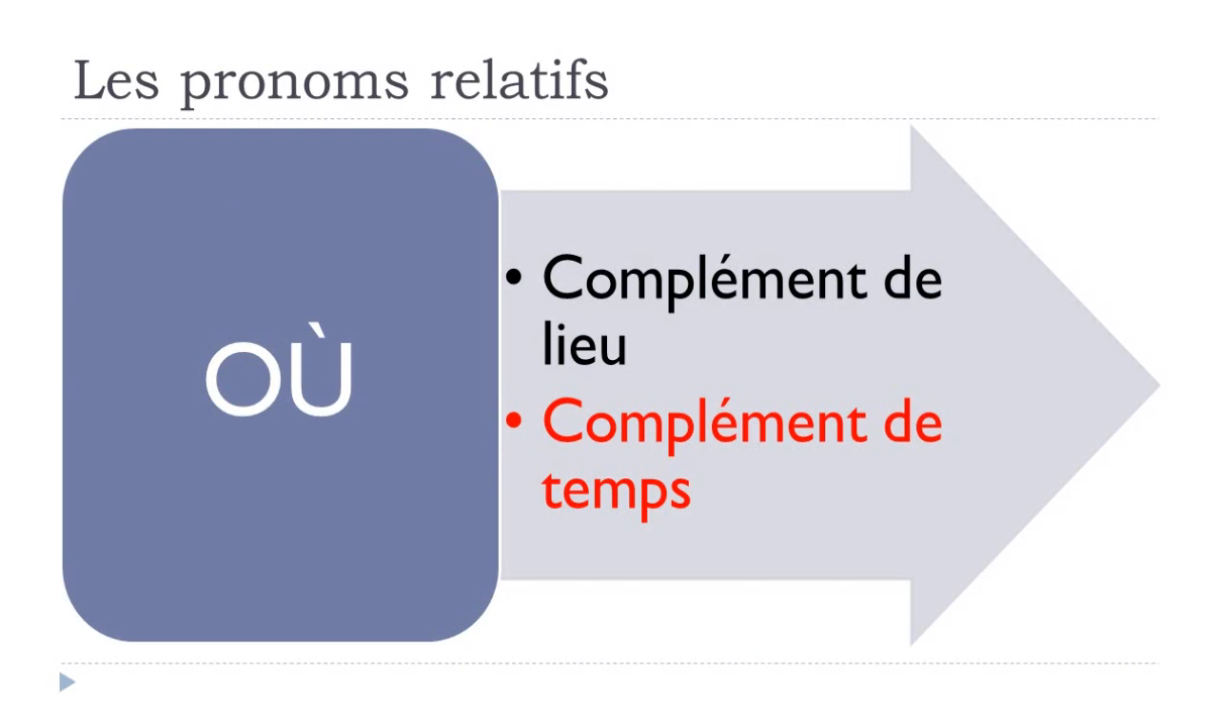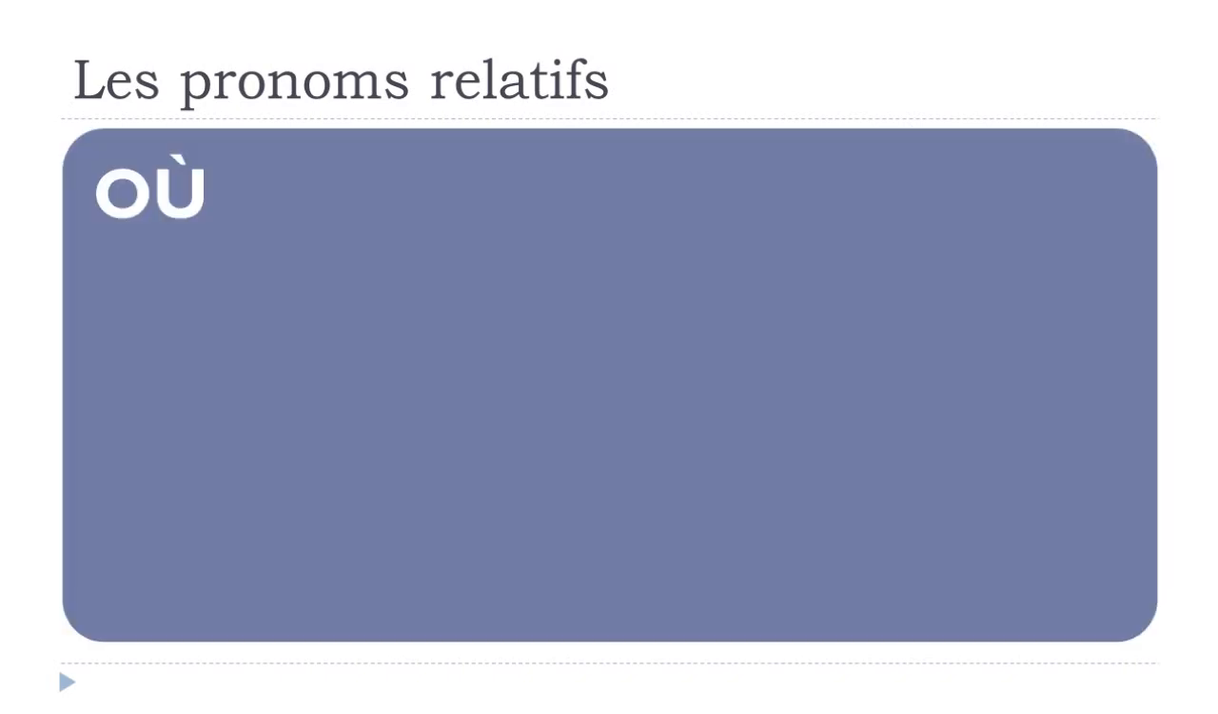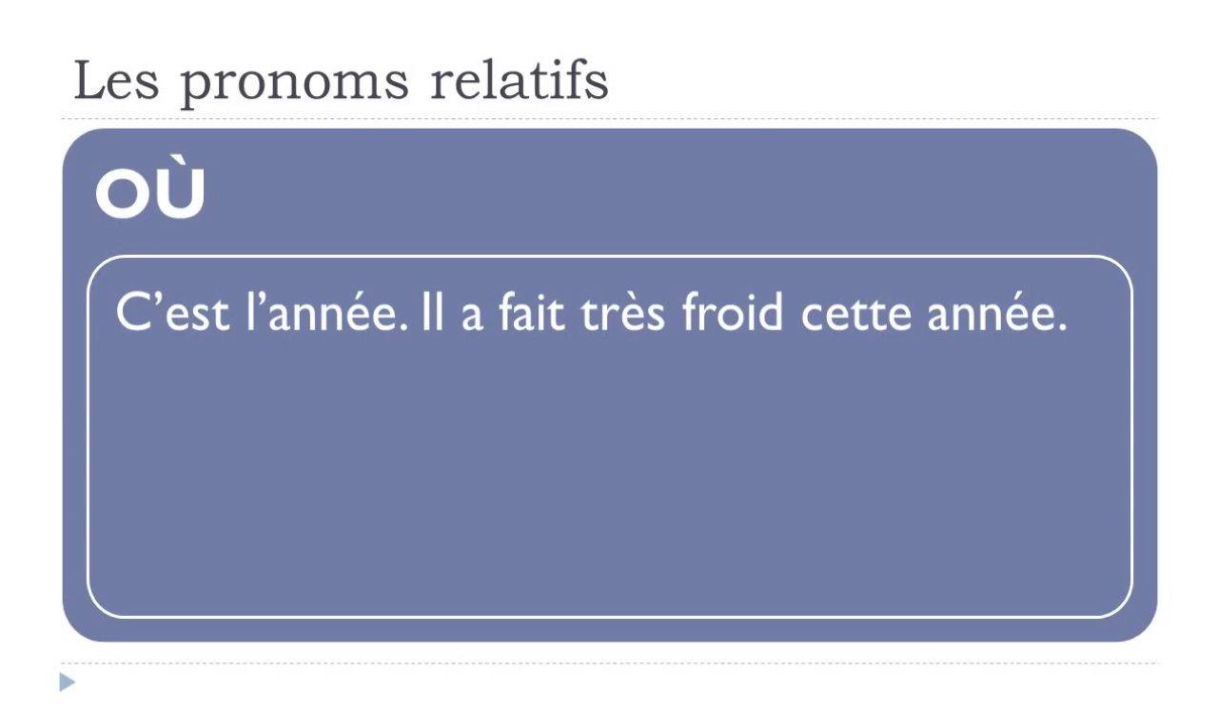And then let's have another situation when we want to replace un complément de temps. It won't be a place, but it will be something with the time. So où, c'est l'année. Année is year. C'est l'année. Il a fait très froid cette année. You can see here you've got this passé composé form. Faire froid, when it's cold. So it was cold cette année.